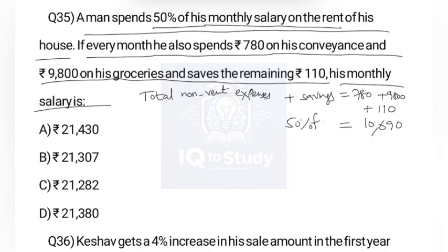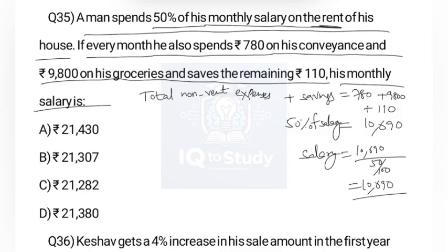This is 50% of salary because he spends 50% on rent. So, his monthly salary is equal to 10,690 divided by 50 by 100, which is equal to 10,690 divided by 0.50, that is equal to 21,380 rupees.